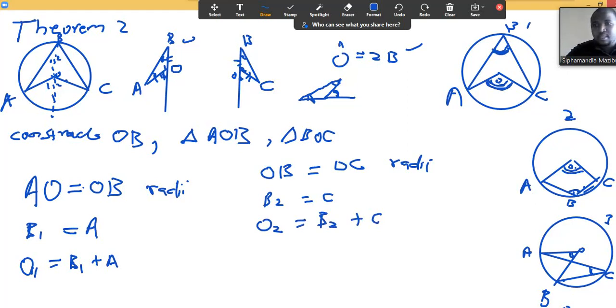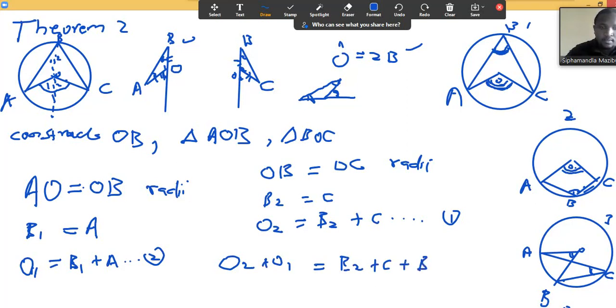So what are we looking for? We need to find O1 plus O2, so now we need to add them. We have two equations. We can call this equation 1 and this equation 2, and we need to sum them. If we sum them, we have O2 plus O1. Our O2 is B2 plus C. Our O1 is B1 plus A.